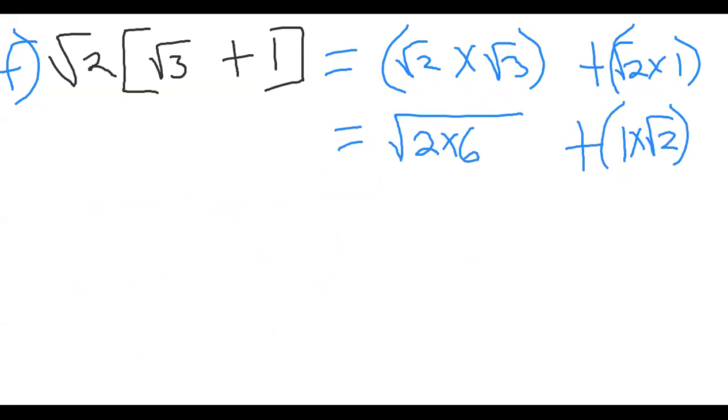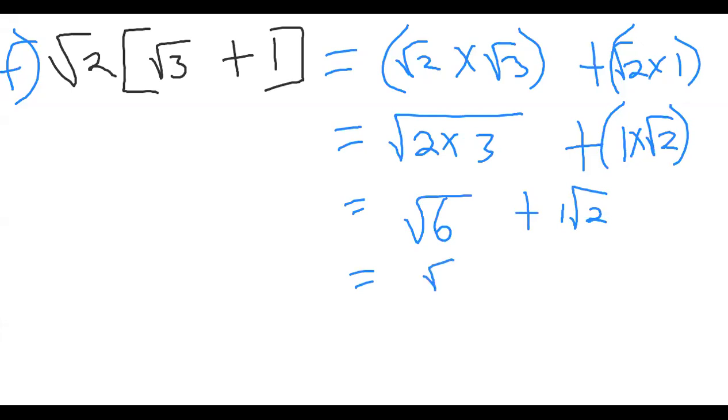So this is the same as, I've made a mistake here. It is the root of 3. So when you multiply 2 times 3, get 6, then plus 1 root of 2. And this is the same as root 6 plus root of 2. And that is the final answer. We have expanded that.